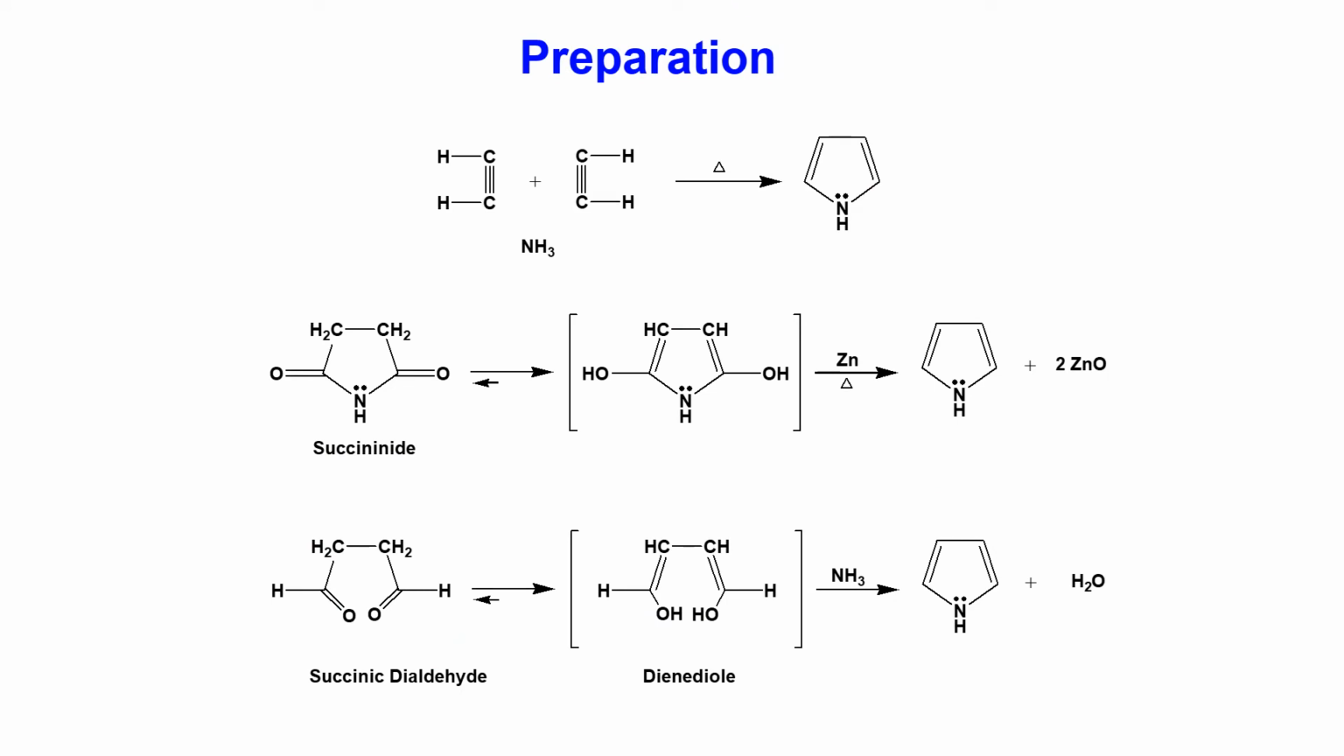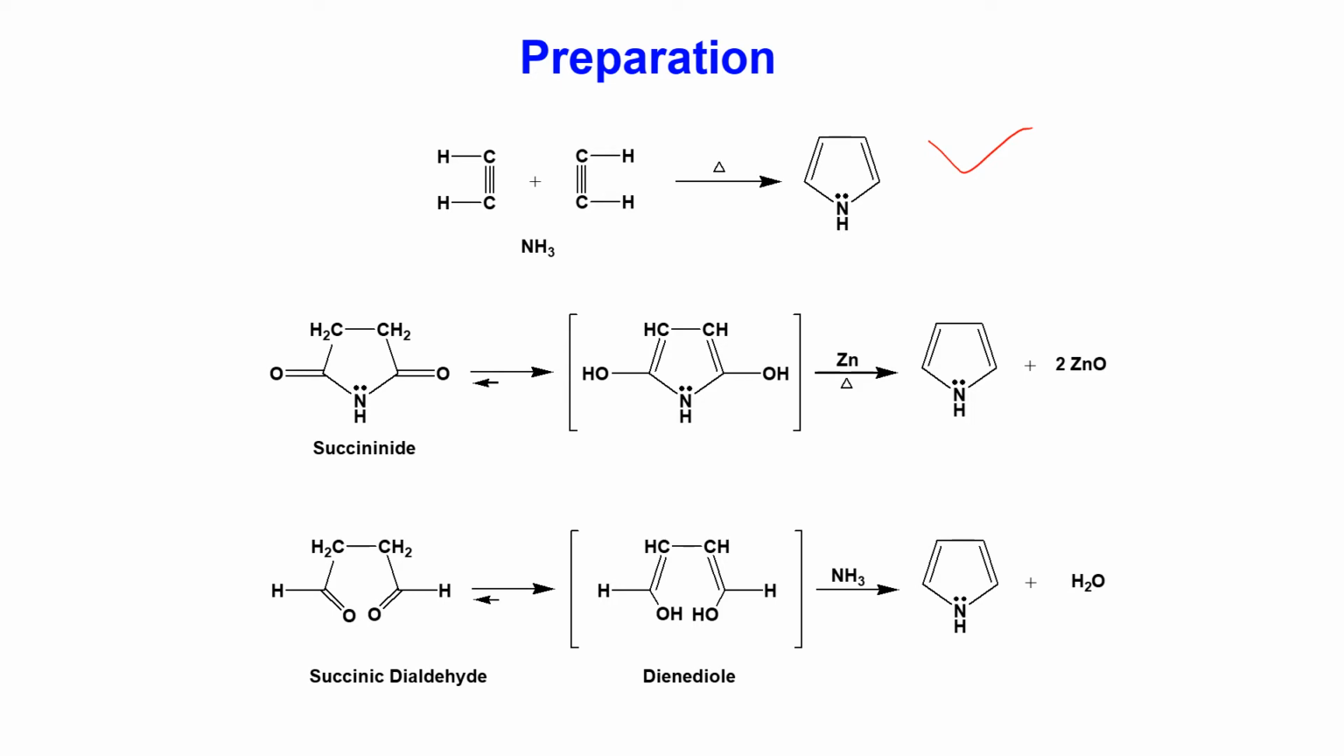Now about the preparation of pyrrole. Here I showed 3 methods for the preparation of pyrrole. In the first method, we can see in this slide that acetylene and ammonia gas are passed through a red hot tube, that is at very high temperature, around 400 to 500 degrees centigrade. In that case, cyclization occurs between 2 molecules of acetylene and 1 molecule of ammonia.